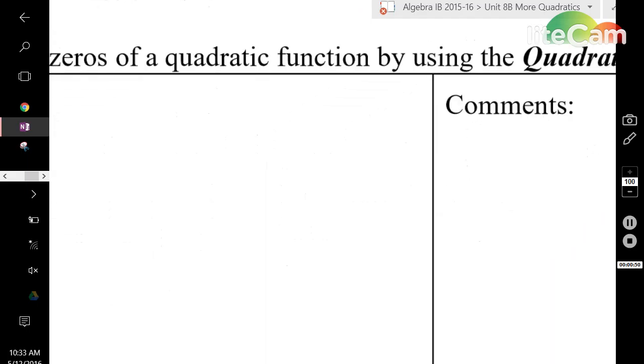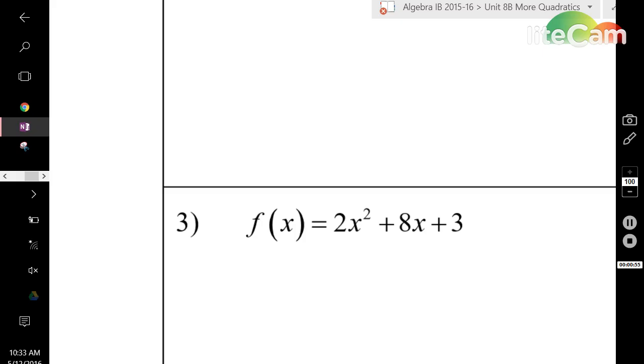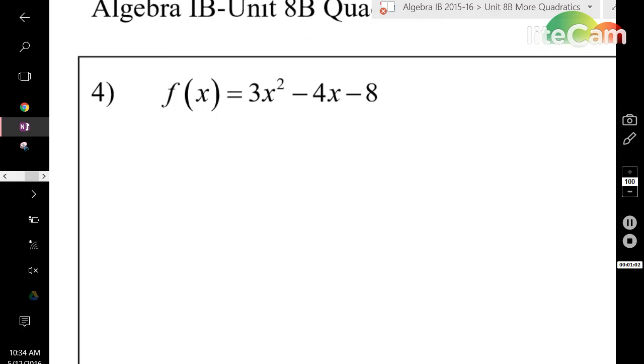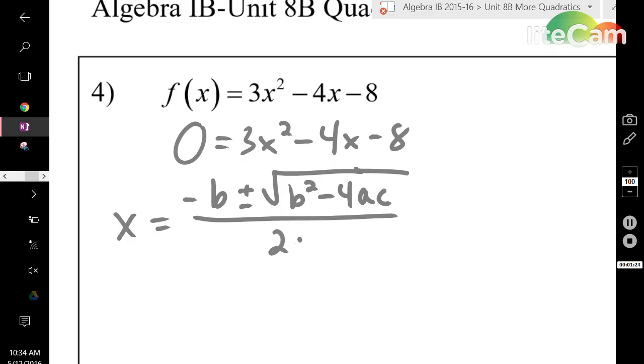So finding zeros, all you need to do is find a, b, and c, and then plug those numbers into the quadratic formula in order to find the zeros. So I'm going to look at number 4 here. We have f of x equals 3x squared minus 4x minus 8. So if our function is equal to 0, we can find the zeros by using this formula. x equals negative b plus or minus square root of b squared minus 4ac all over 2a.